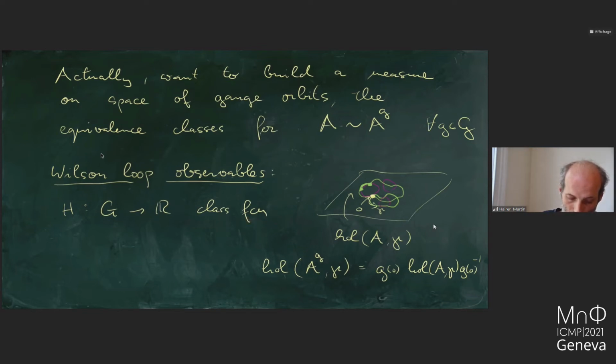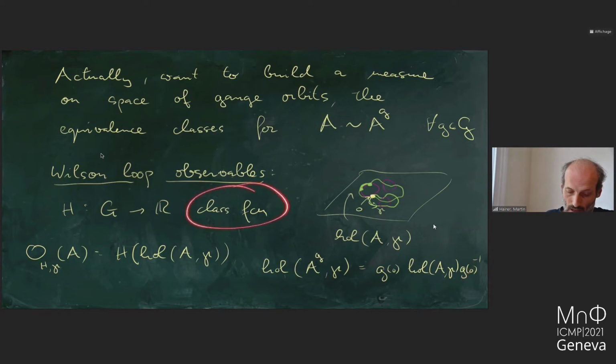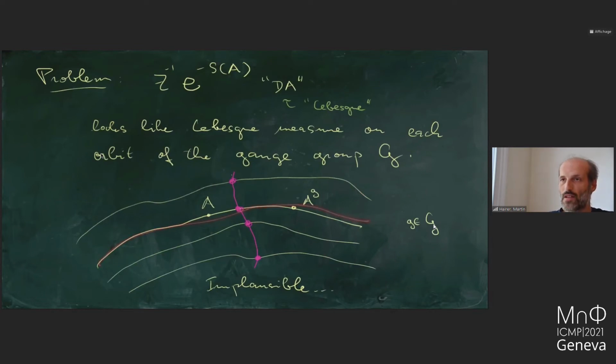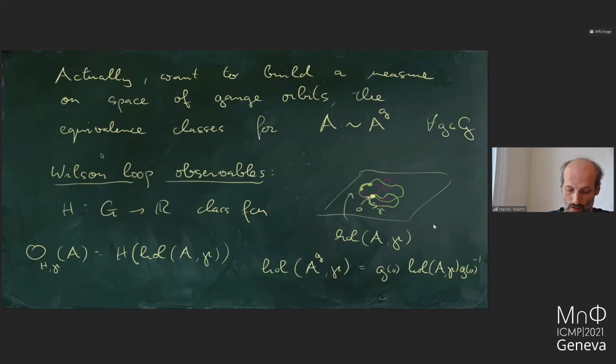So you take such a class function, and then you take a loop, and then I write O_{H,gamma}(A) to be H of the holonomy of A along gamma, right? So that O_{H,gamma} now is a function from connections into reals. And because of this property and the fact that H is a class function, this function is constant on each of these gauge orbits, in the sense that if I apply it to A or to A^g, I get the same real number. Okay. So that's an example of a physical observable.